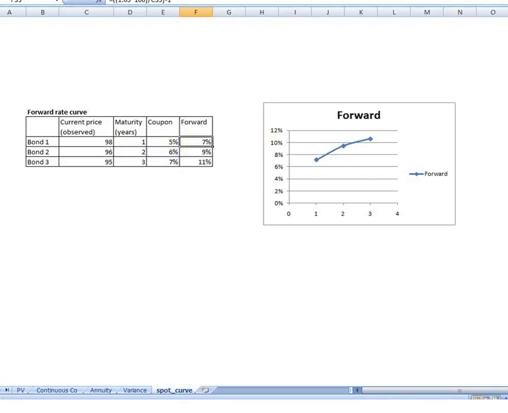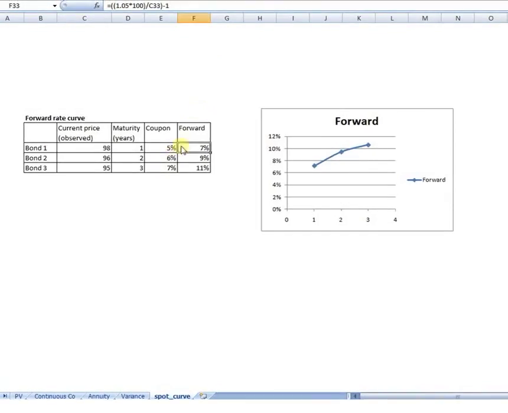Forward curve for year 1 is straightforward. Let me write down the formula. You simply equate the price to the par value plus coupon at the end of year 1 divided by the forward rate. So work out this equation and you get the forward curve. Maybe I'll write it down.